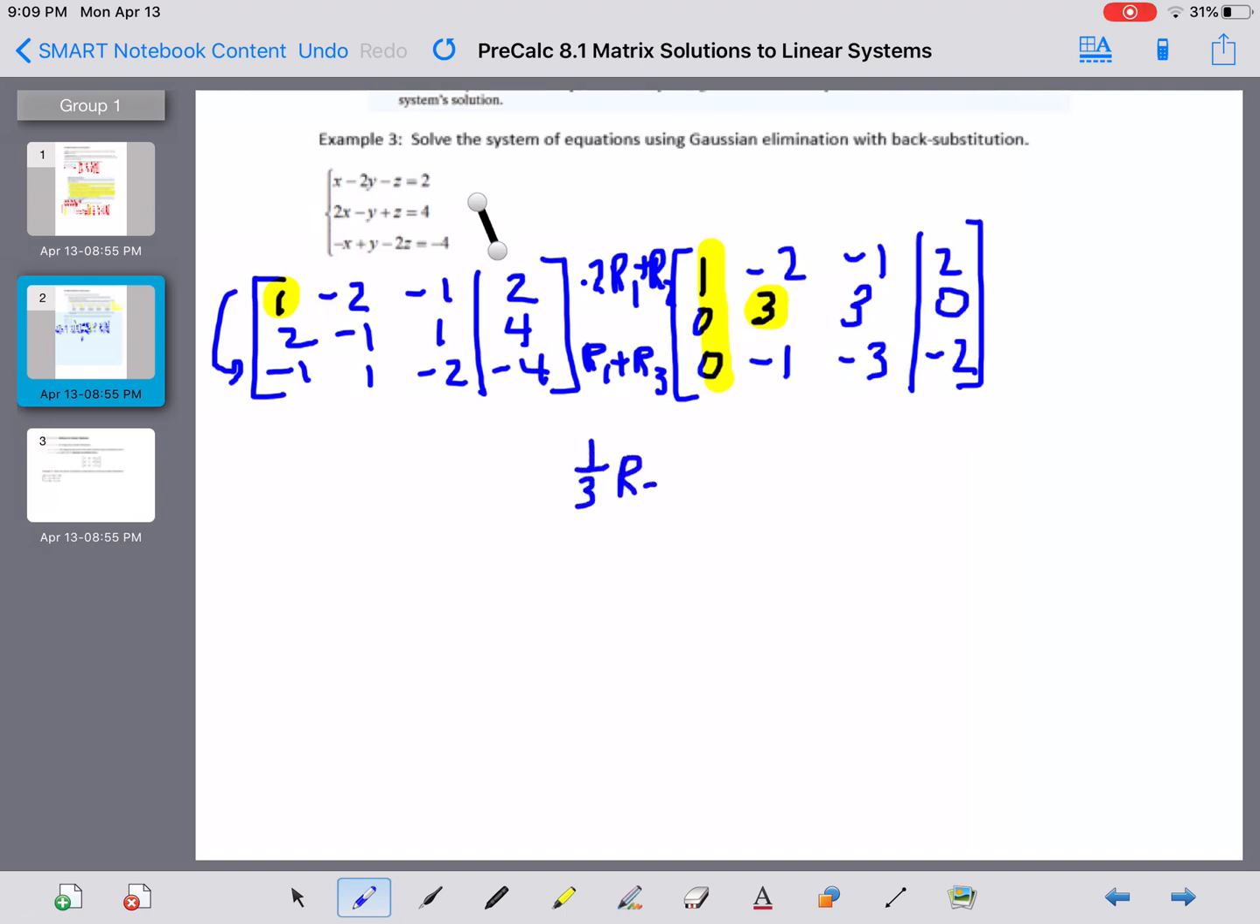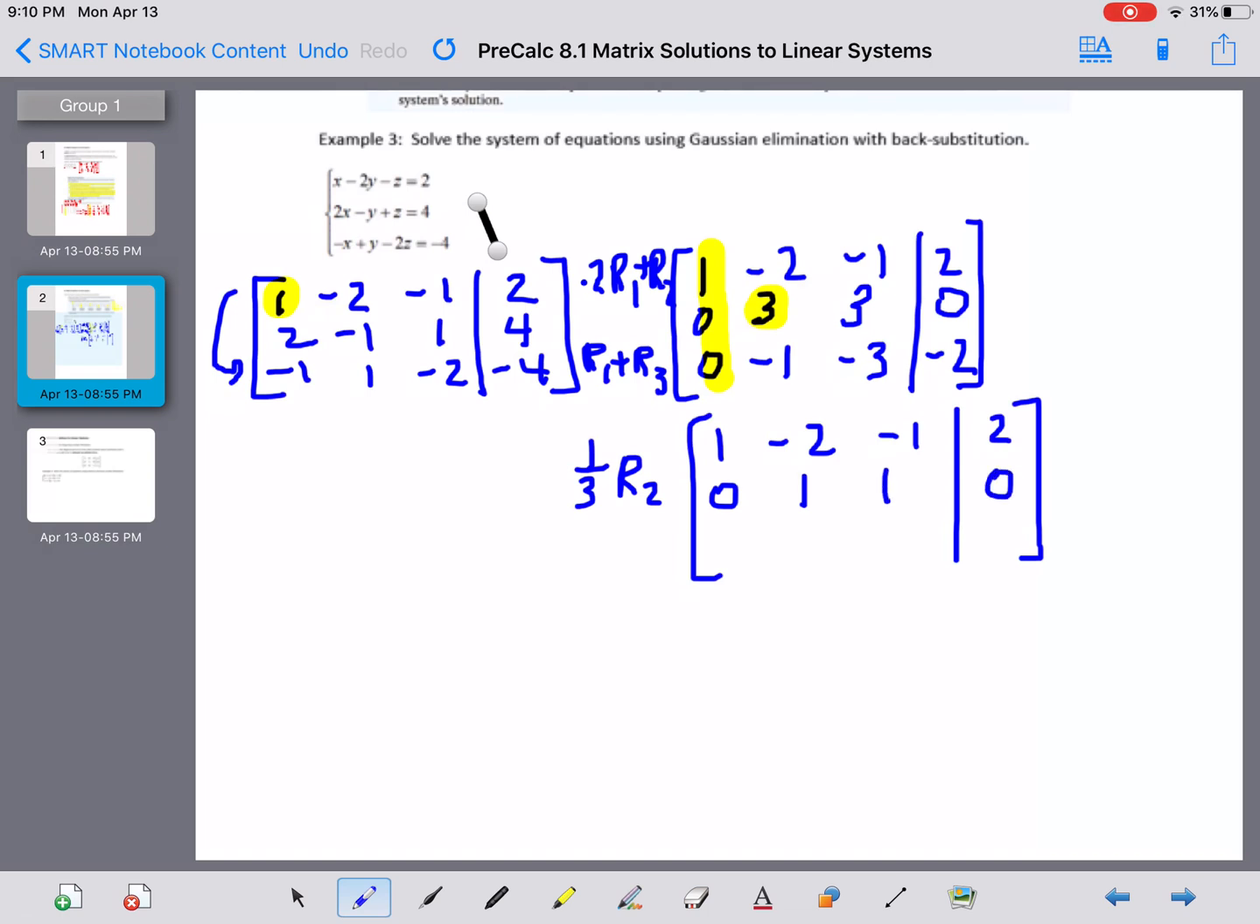Now, just a note, I like my row 1. I really hope I don't change it the rest of the time, because for this system in Gauss elimination, it's right where I want it to be: the 1 in the first column, and I don't care what's across in the next row. So I like that first one. Now if I take 1/3 of row 2, 1/3 of 0 is 0, 1/3 of 3 is 1, 1/3 of 3 is 1, and 1/3 of 0 is 0.